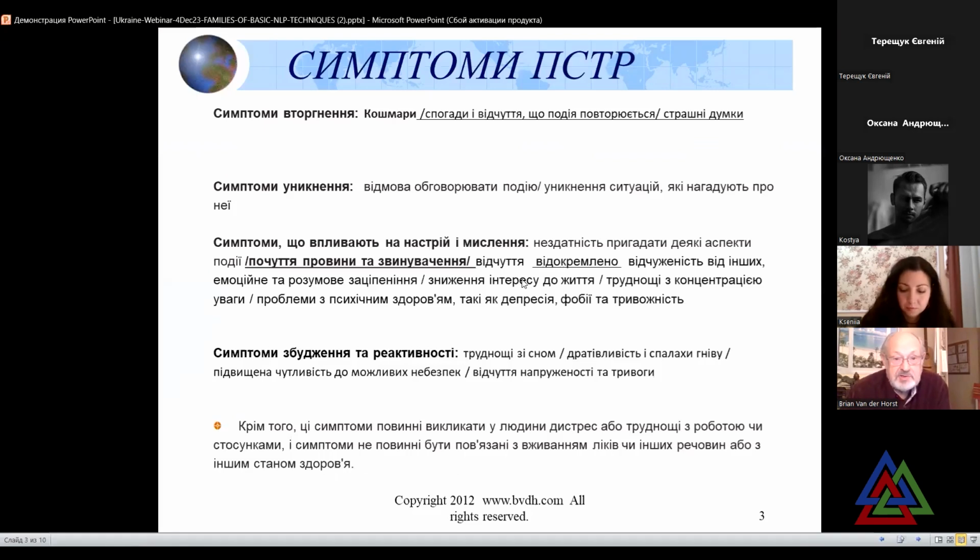That's PTSD symptoms. And you're probably all aware of the four categories of PTSD symptoms: intrusion symptoms, avoidance, mood and thinking, and arousal symptoms. Is there anybody here that is not familiar with these symptoms? Is there anybody here that hasn't had them recently?